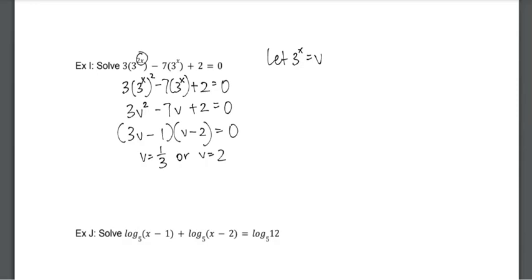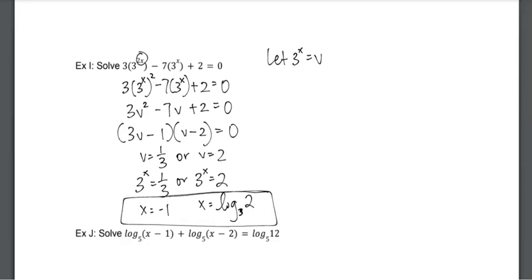And I can replace v with 3 to the x, so 3 to the x equals 1/3, or 3 to the x equals 2. Now 3 to the negative 1 is 1/3, so x is equal to negative 1 here. And 2 is not a power of 3, so I'm just going to put that into logarithmic form. x equals log base 3 of 2. If it doesn't ask you for the decimal, you can just write the exact value, just writing it as a logarithm, and that would be totally fine. Don't need your calculator for that.